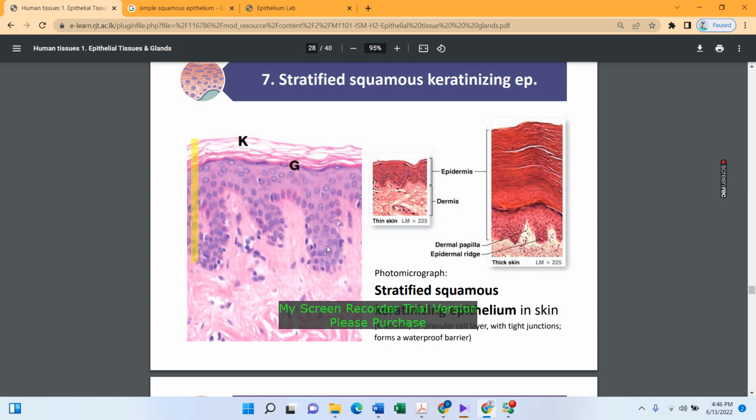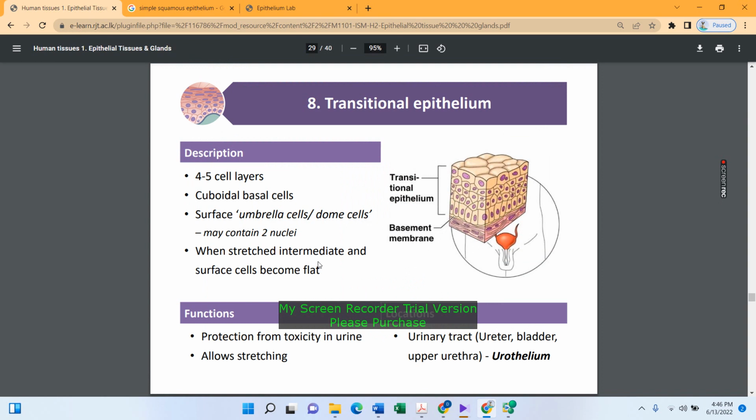So that is the epidermis. Below that you find the dermis. So that's the stratified squamous keratinizing epithelium found in skin. Then the next one, transitional epithelium.